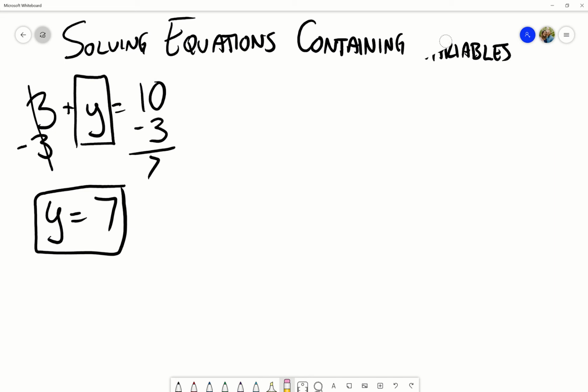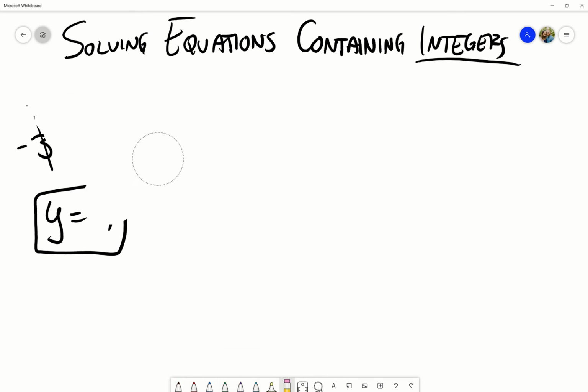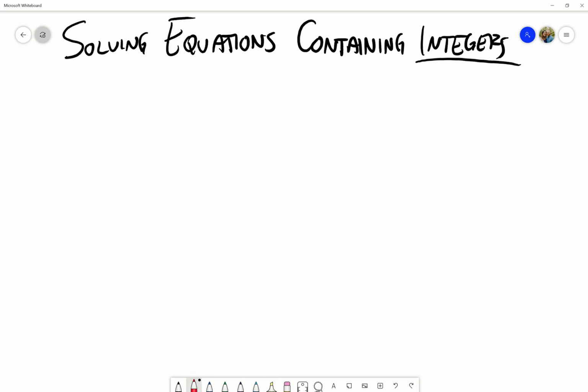This up here should say integers. The equation should already contain a variable. This should say integers. So let's look at what an equation containing an integer might look like. It might look something like, let's see, we'll do x minus 8 equals negative 32.